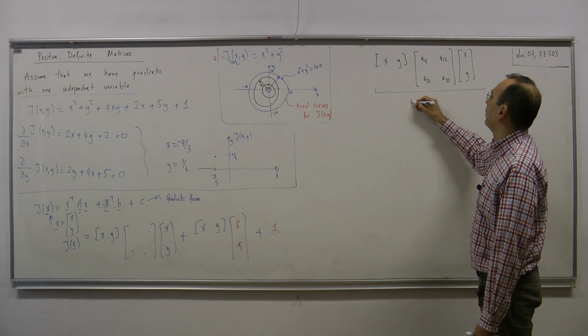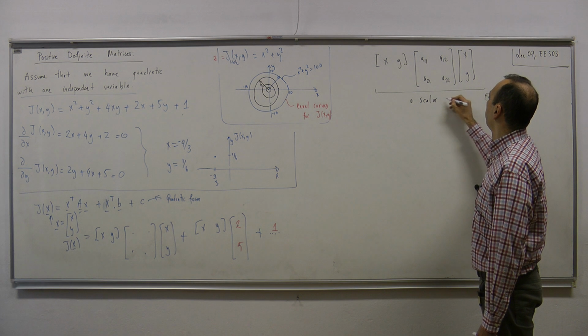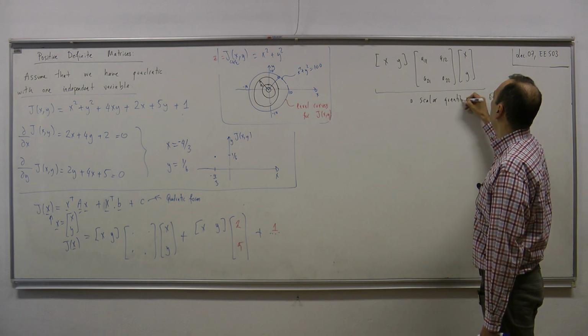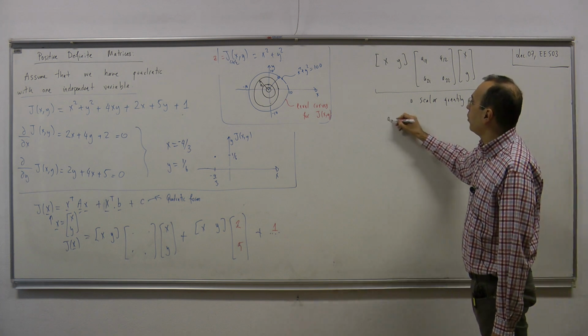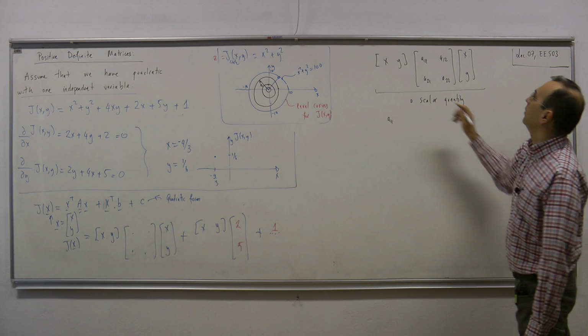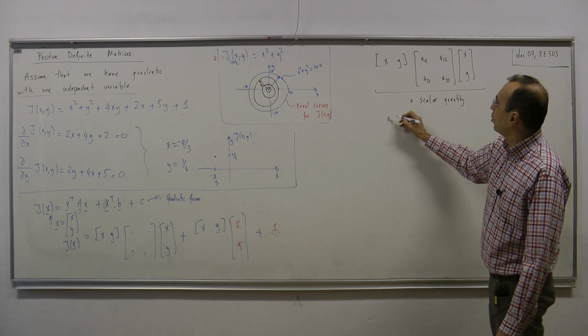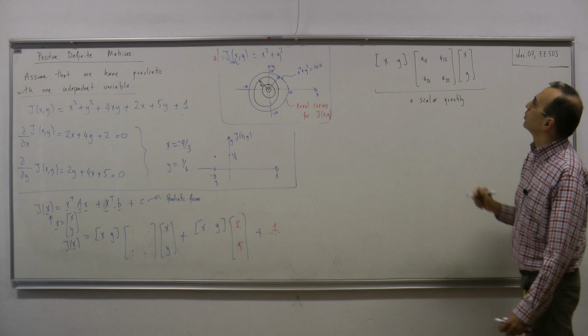So I get a scalar quantity. So this is not a vector. This is not a matrix. Obviously, this is a scalar quantity. So now the question is, what is the coefficient of A11 in this scalar quantity? So coefficient of A11, this coefficient.